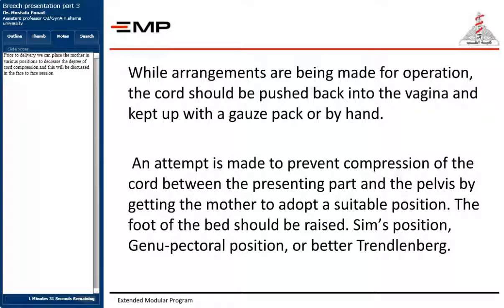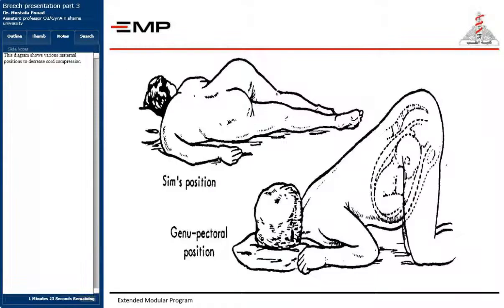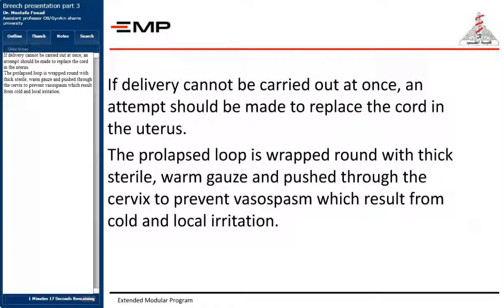Prior to delivery we can place the mother in various positions to decrease the degree of cord compression, and this will be discussed in the face-to-face session. This diagram shows various maternal positions to decrease cord compression. If delivery cannot be carried out at once, an attempt should be made to replace the cord in the uterus. The prolapsed loop is wrapped round with thick sterile, warm gauze and pushed through the cervix to prevent vasospasm which results from cold and local irritation.